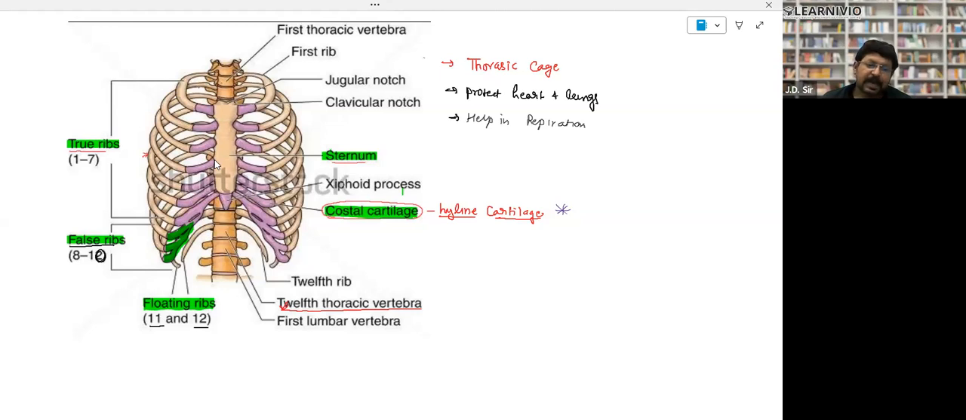But as you can see, ribs number 8, 9, and 10 indirectly attach to the sternum. Basically, they attach to the 7th rib, right? That's why we call them false ribs. But the 11th and 12th ribs do not attach to the sternum. They remain hanging. That's why they are called floating ribs, right?